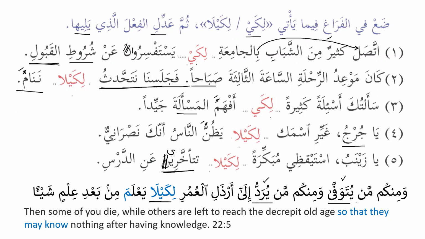ومنكم من يتوفى ومنكم من يرد إلى أرذل العمر لكي لا. And after that, what do we have? يعلم. لكي لا يعلم من بعد علم شيئا. So we can see over here from the Quran, it is confirmed that after لكي or لكي لا, the mudari becomes mansub. Then some of you die while others are left to reach the decrepit old age, so that they may know nothing after having knowledge.